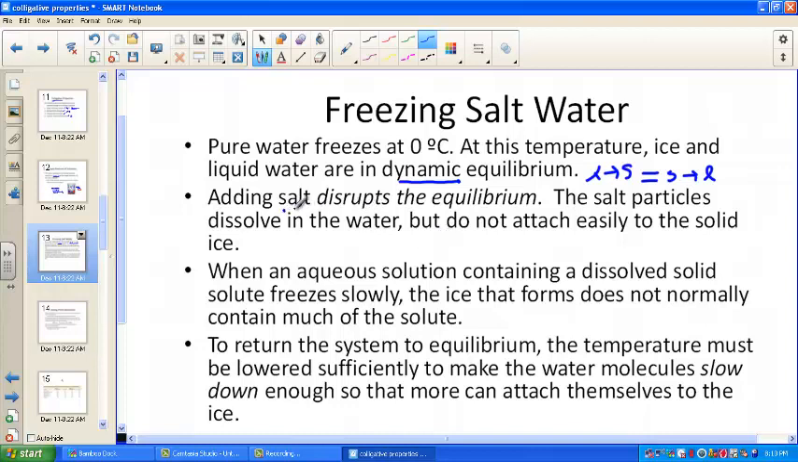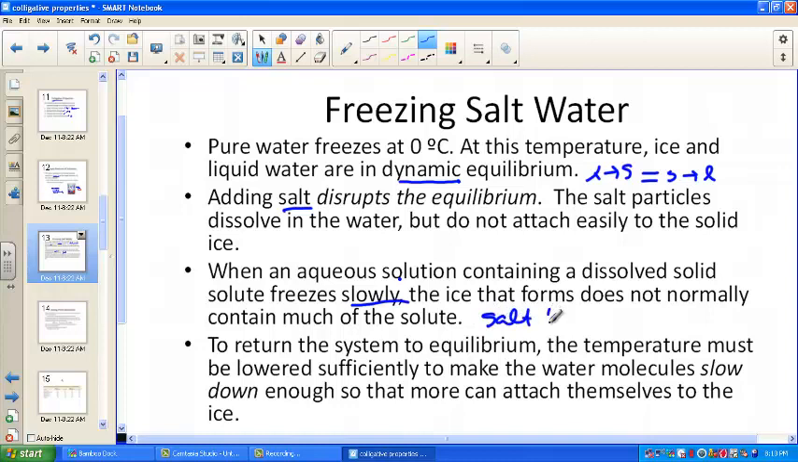If I add a solute, such as salt or sugar, some kind of solute, into the water, it begins to disrupt this equilibrium. And those salt particles, as they begin to dissolve in the water, start to interrupt the hydrogen bonding, the intermolecular attractions between the water. That disruption of equilibrium prevents them from freezing. So a solution that contains dissolved solid freezes very slowly. And the ice that forms doesn't normally contain as much solute. The salt gets left out because it's disrupting the hydrogen bonding.